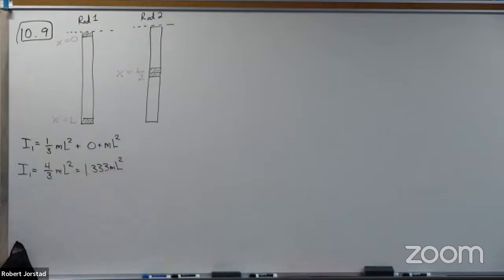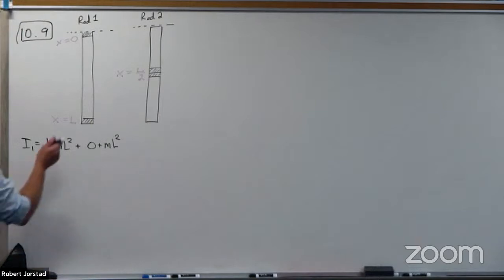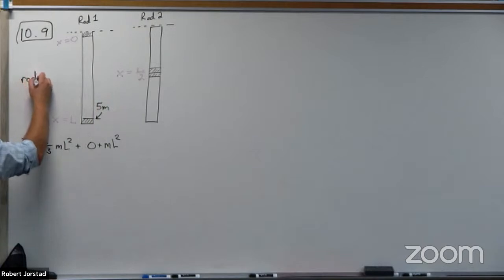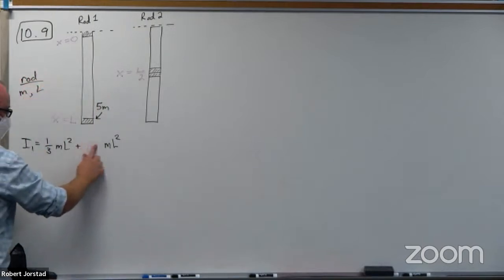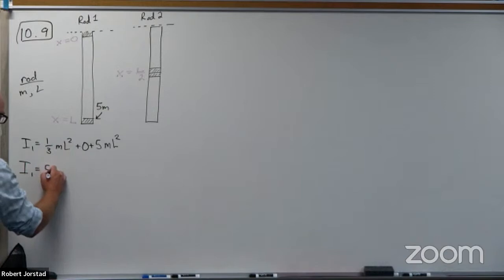Hopefully I didn't screw that up. Oh, wait a minute. I did that wrong, didn't I? What's the mass of the point mass? 5m. I should have written that out. This is mass 5m. The rod is mass m and length L. So then this is wrong. The first term was right, but this should be plus 5ml squared. Right? And what do we get for I1? 5.33.